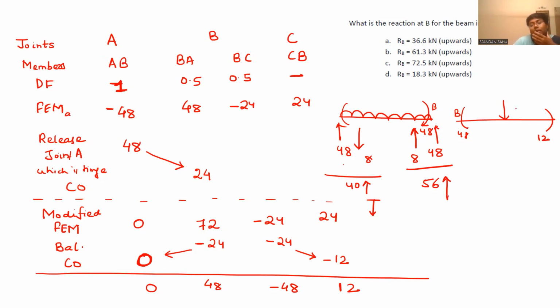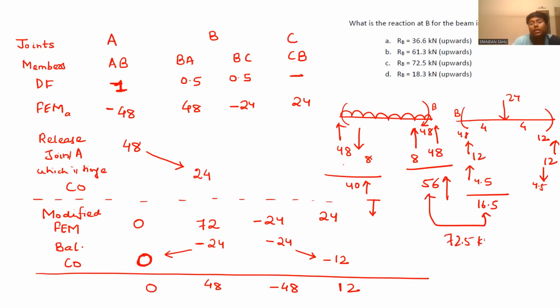Now come to this part. Here 24 kilonewton is there, so 12 kilonewton, 12 kilonewton. And 48 and 12, net is 36 anti-clockwise it is trying to move. So a clockwise couple will do 36 by, this is 4 meter, 4 meter, so 36 by 8, 4.5, 4.5. Add this up, 12 plus 4.5 in the same direction gives 16.5. So 56 plus 16.5, how much are you getting? 72.5 kilonewton in the upward direction. So option C.